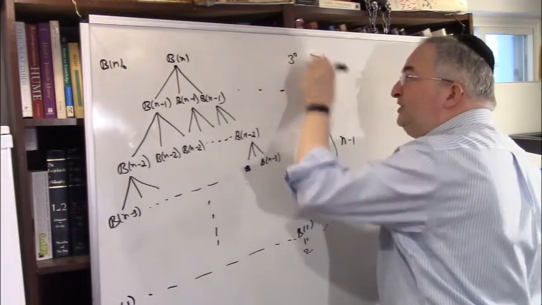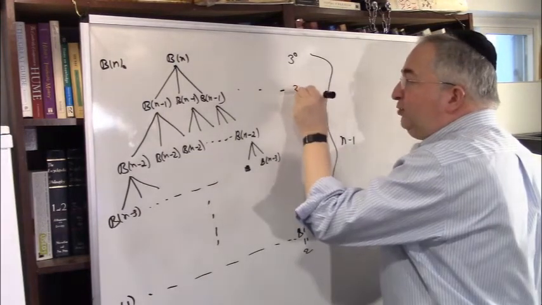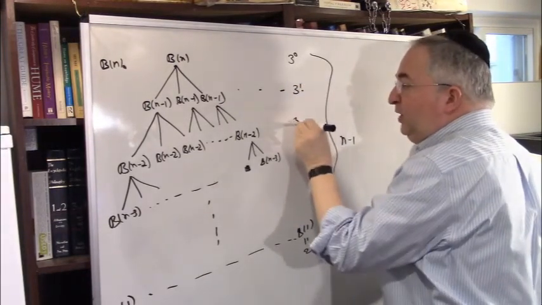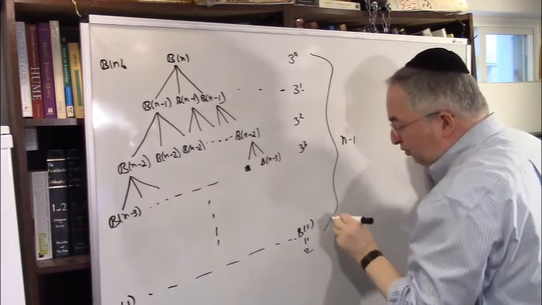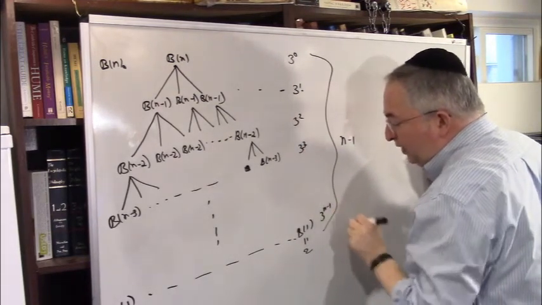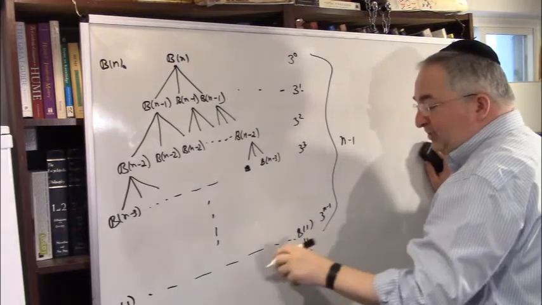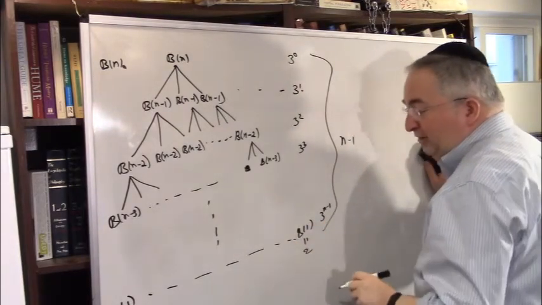There are 3 to the 0 here. There's 3 to the 1 here. There's 3 to the 2 here. There's 3 to the 3 here. There's 3 to the n minus 1 here. Okay, that's the bottom layer, and that's the only layer that has numbers.